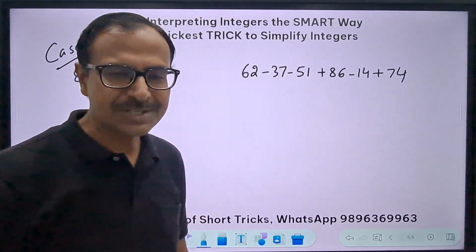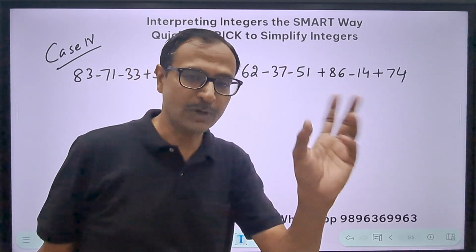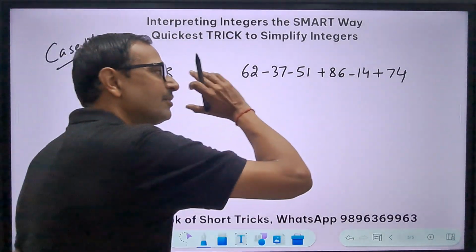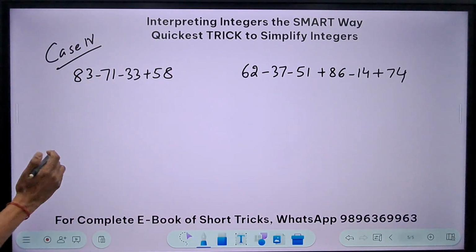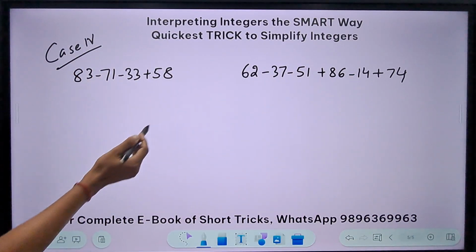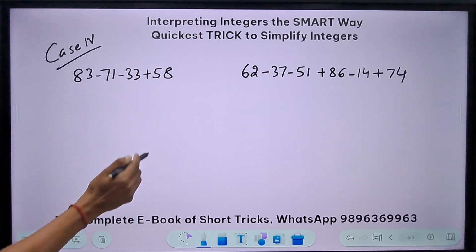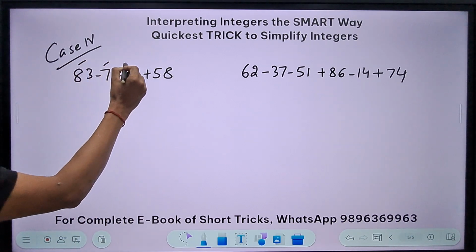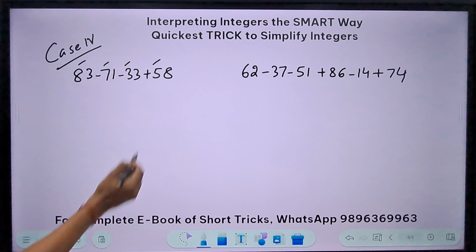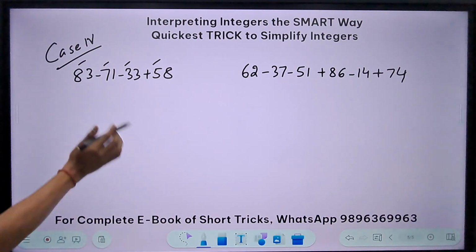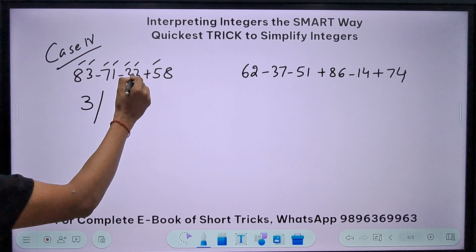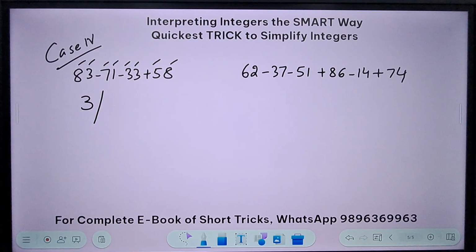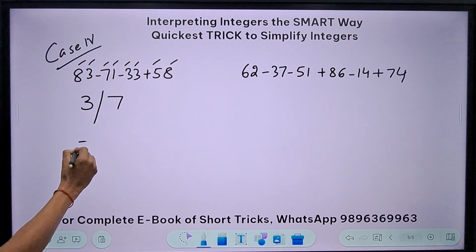If you use the traditional approach, this is going to consume at least 40-45 seconds, but only 5 seconds through the direct approach. Let's see here. Let's not write the mental math step. Now I'll do it directly. 8 minus 7, 1, 1 minus 3 is minus 2, minus 2 plus 5 is 3. Likewise, 3 minus 1, 2, 2 minus 3 minus 1 plus 8 is 7. And so your answer is 37.